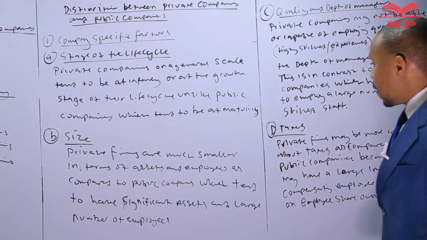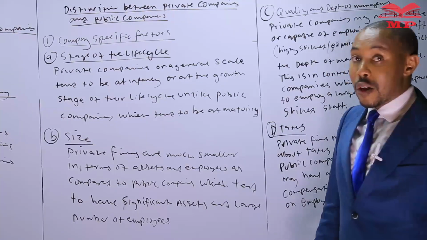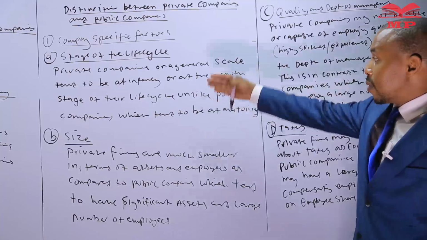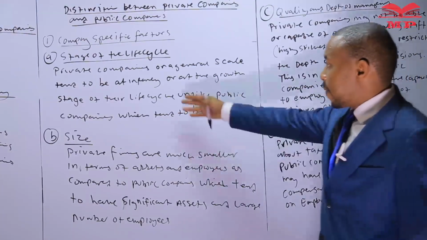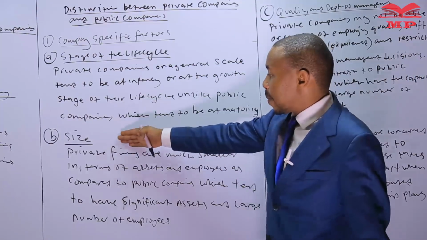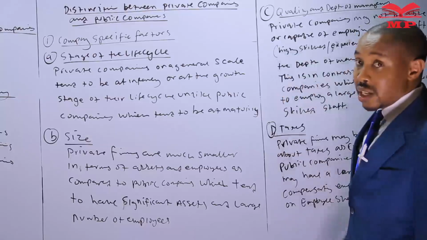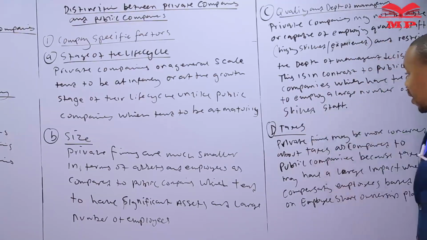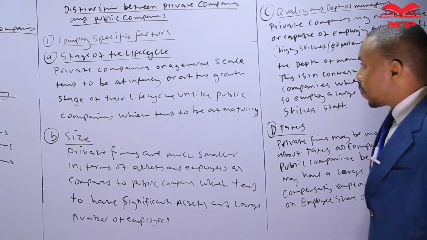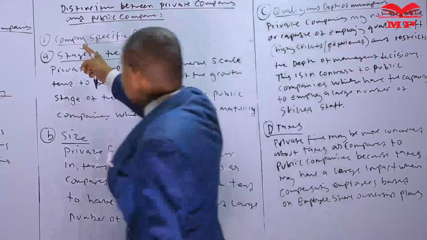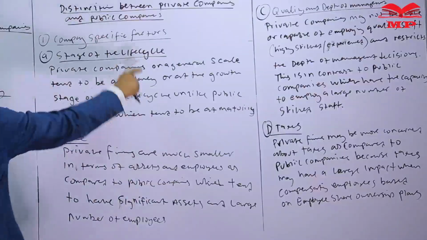So that's what we're saying are the company specific factors. So these are the four company specific factors. The first one is the stage in the life cycle, then the size. We've talked about the quality and depth of management. Then we finally looked at the impact of taxes. This is the first distinction, company specific factors.